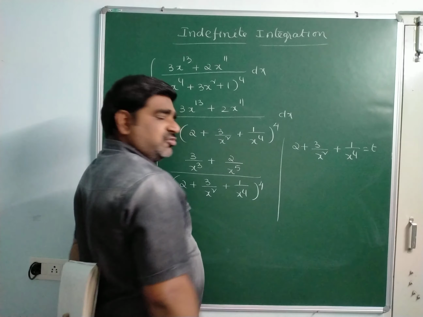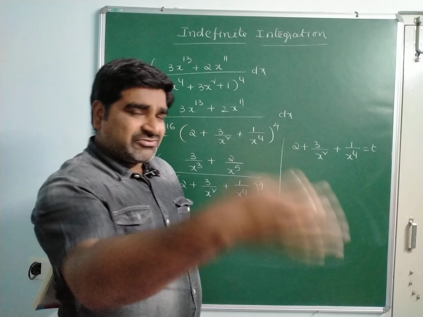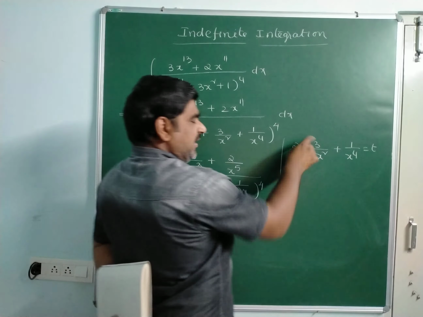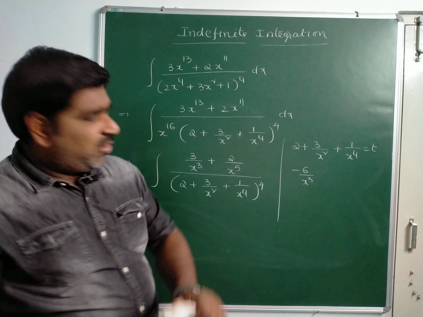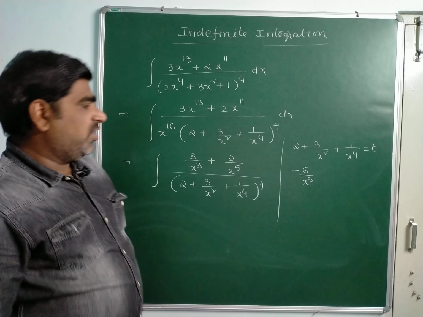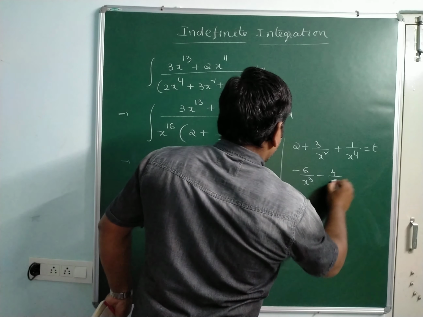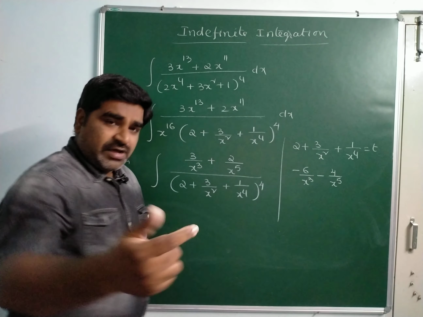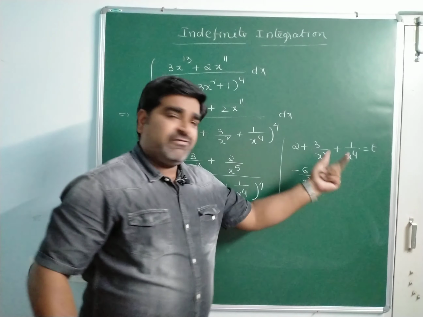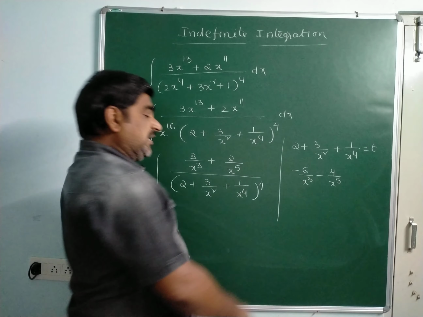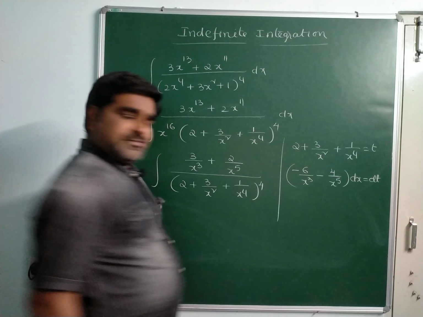What is the derivative of 2? 0. What is the derivative of 3 by x square? Derivative of 1 by x square is minus 2 by x cube, and already 3 is there, so it is minus 6 by x cube. What is the derivative of 1 by x to the power of 4? The derivative of 1 by x power n is minus n by x to the power of n plus 1. The derivative of 1 by x to the power of 4 is minus 4 by x to the power of 5, dx is equal to dt.